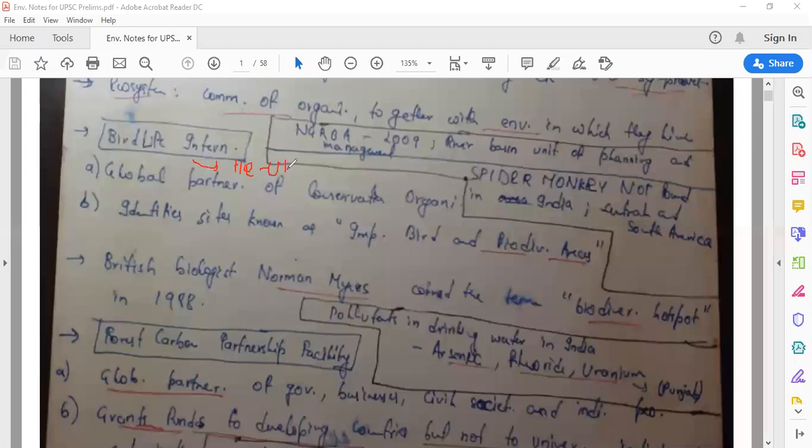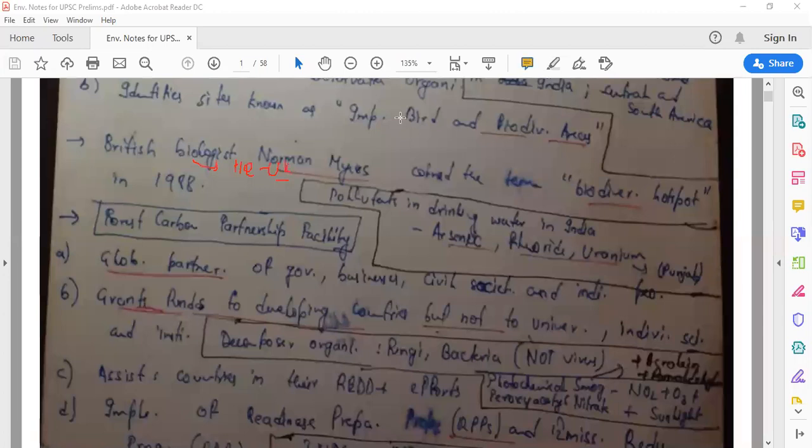Now, first of all, the question here is: which British biologist coined the term biodiversity hotspot in 1988? Norman Myers is the person who coined the term biodiversity hotspot in 1988, right?